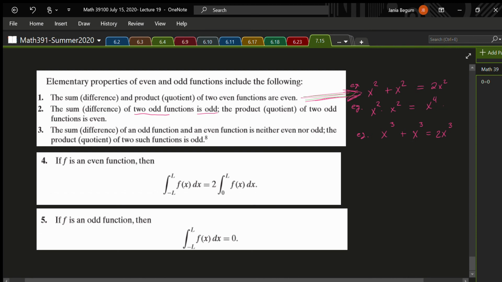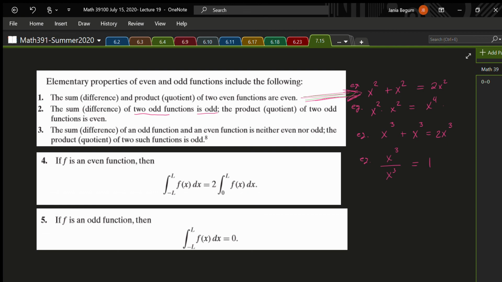Now what if you multiply them or divide them? If you have x cubed over x cubed, let's just keep the same function. When you divide them, you get 1. Okay, weird, but you could think of it as an even function, right?